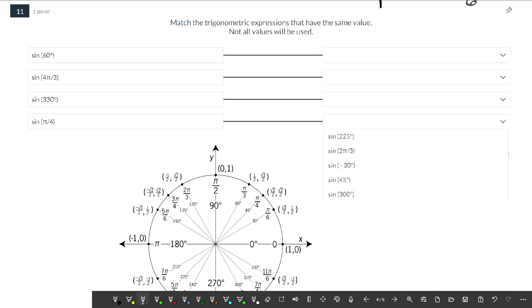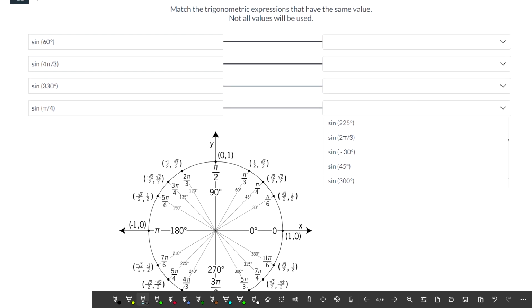All right, number 11. Match the trigonometric expressions that have the same value. So in the dropdown, you're given 5 options, and you're supposed to match the options on the left to those options. All right, so let's go ahead and start with the first one.